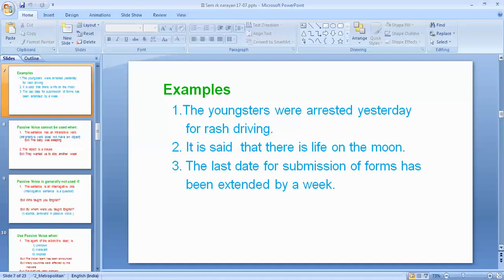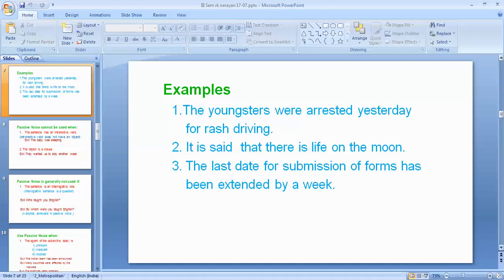So the important thing here is who were arrested. The youngsters were arrested. That is the important thing here. So they have become the subject of the sentence. Where the doer of the action is not important, or the doer is implied and known to everyone, and there is no need to mention it specifically, in those conditions we can use passive voice. So this sentence is in passive voice because the receiver of the action is in the position of the subject.